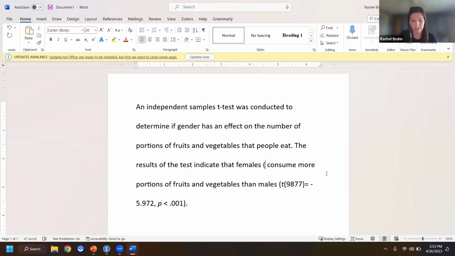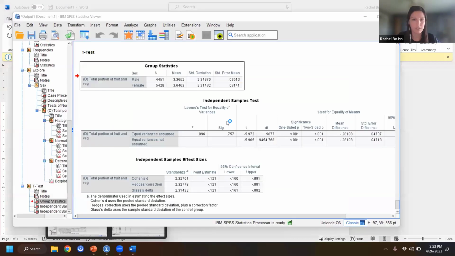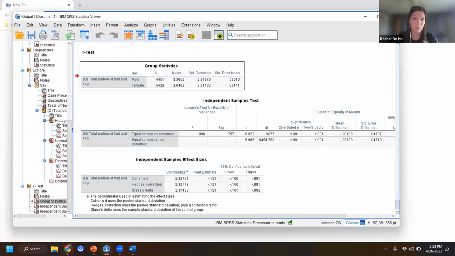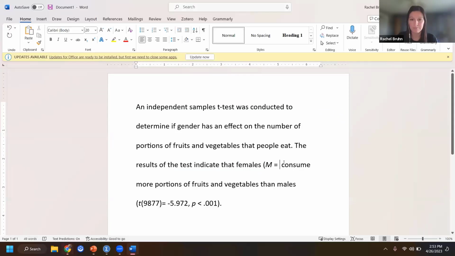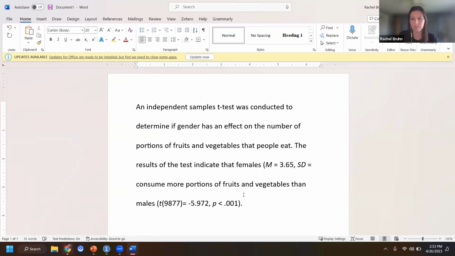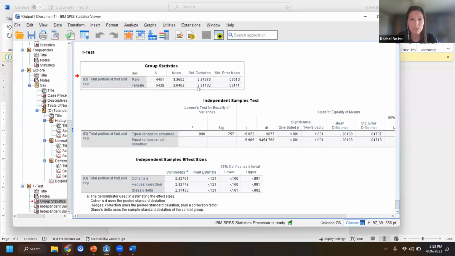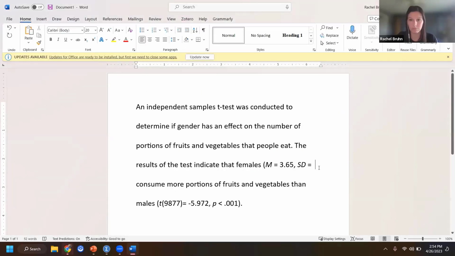So for females, I could say the mean equals... not what I meant to click. All right, so for females, that was 3.6, and we can round, so 3.65. And then our standard deviation for females was 2.31. So we can include those values in our little write-up as well.